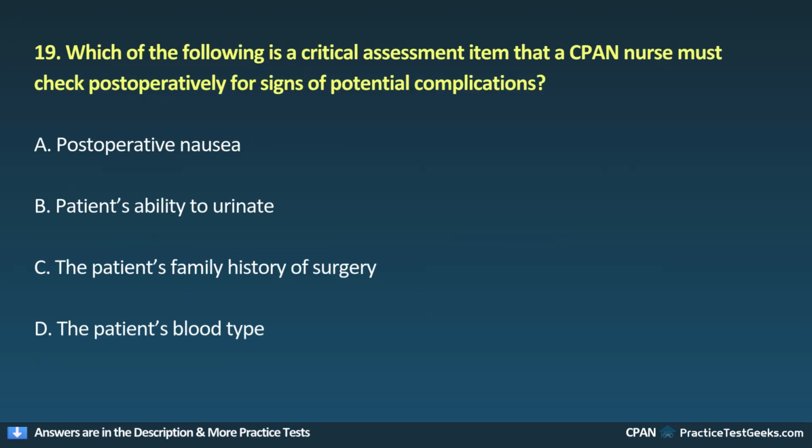19. Which of the following is a critical assessment item that a CPAN nurse must check postoperatively for signs of potential complications? A. Postoperative nausea. B. Patient's ability to urinate. C. The patient's family history of surgery. D. The patient's blood type.